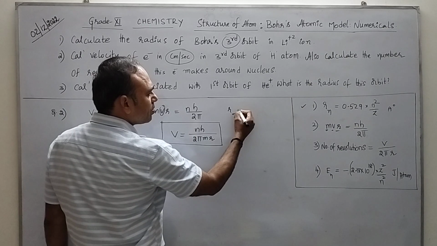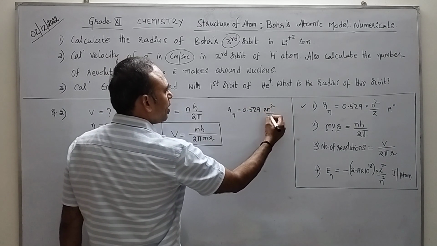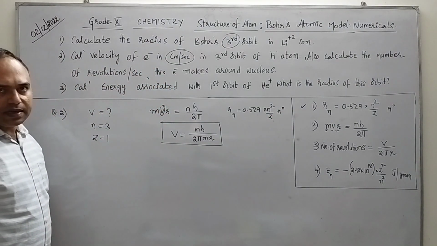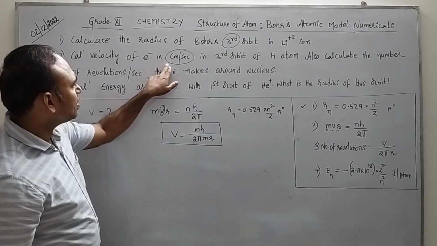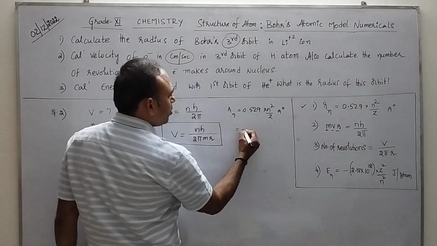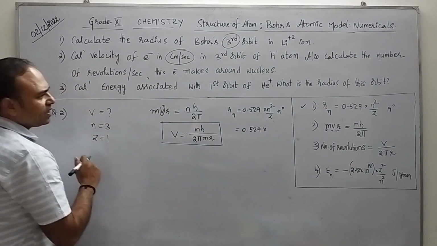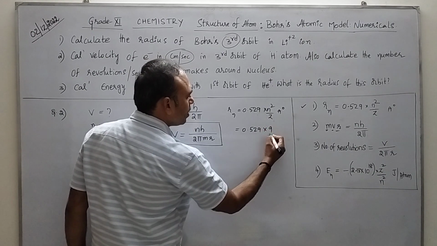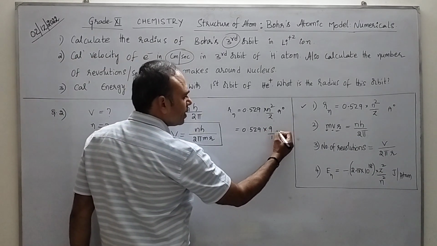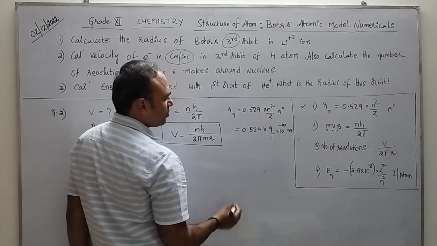The formula you know: Rn is 0.529 into n square by Z angstrom. But we need it in centimeter here, because they are asking velocity in centimeter per second, so we have to take it in centimeter. Now find out the value here: 0.529 into, what is the value of n? 3, so 3 square is 9, by atomic number 1, so as such you can write into 10 to the power of minus 10 meters.